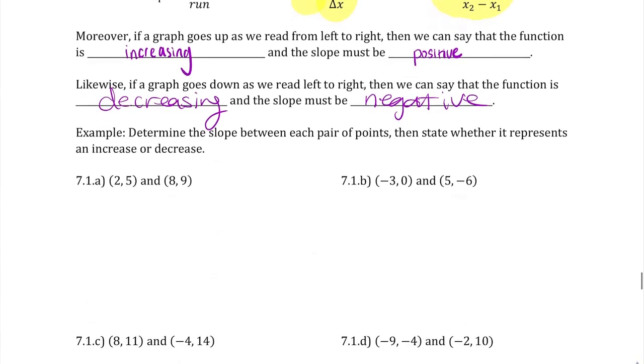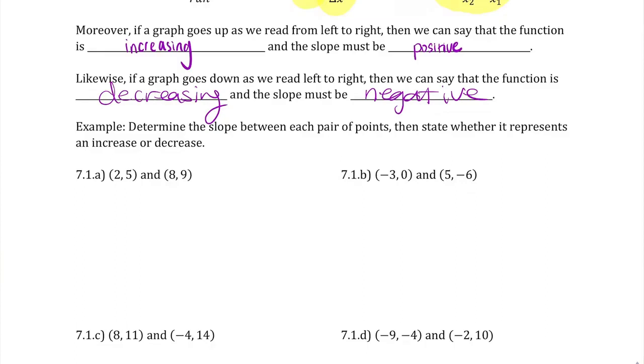Okay, so in the next couple examples, 4 to be exact, we're going to look at finding the slope between each pair of points, then stating whether that slope represents an increase or a decrease. For this process, remember that you can always use either point as x1, y1 and the other as x2, y2, as long as you're consistent and don't choose one value to be x1 and the other one to be y2. That won't work out.